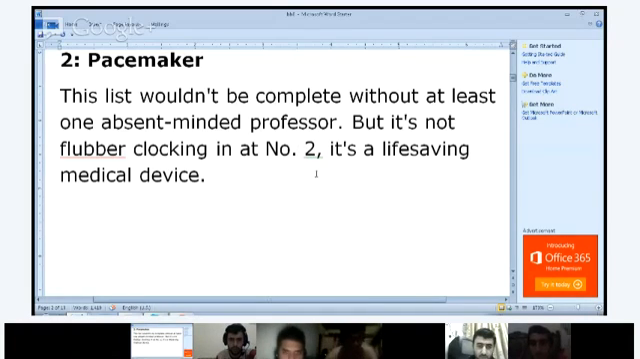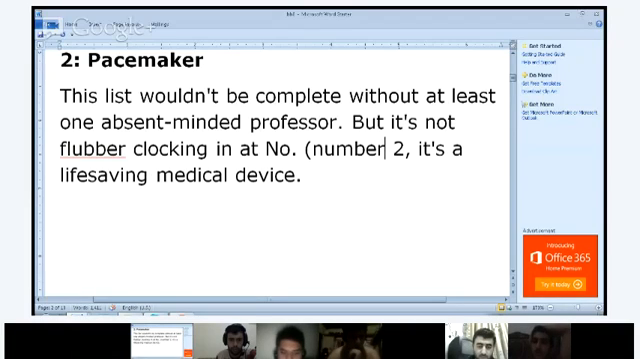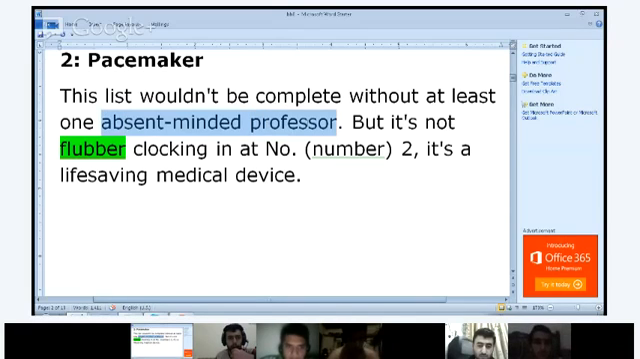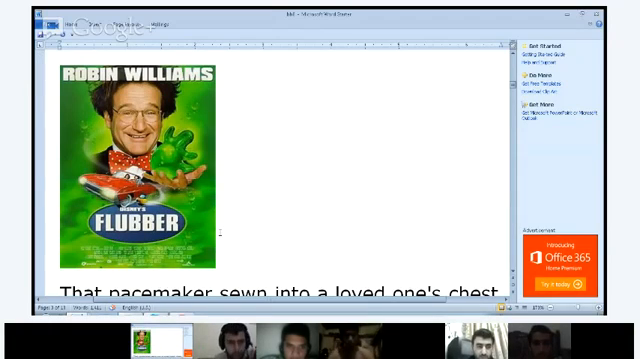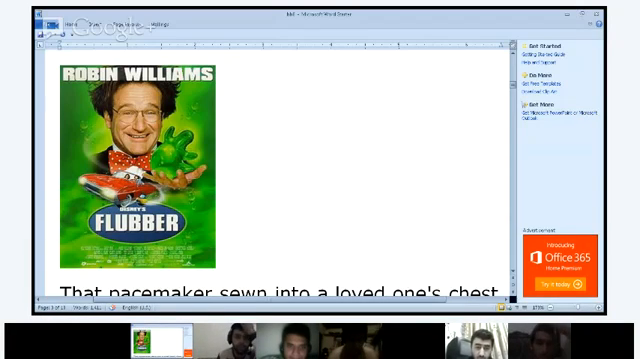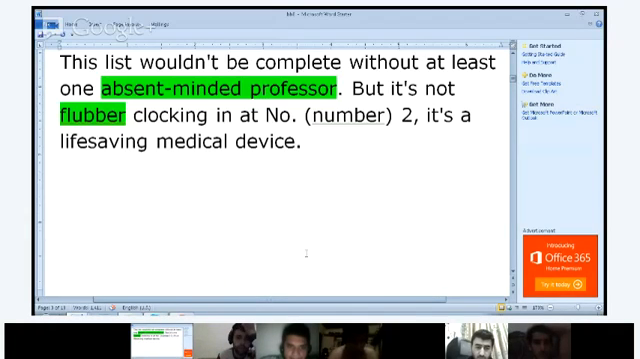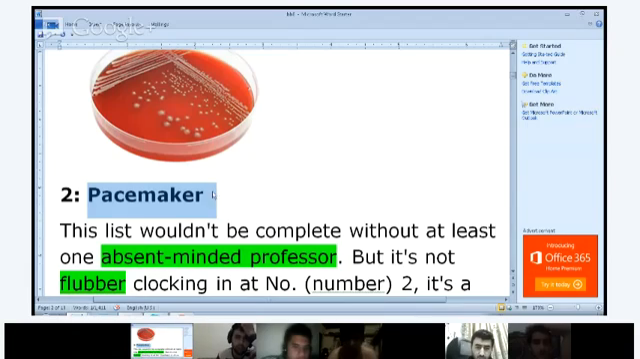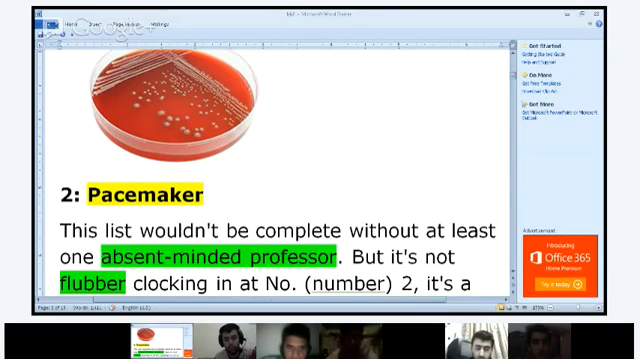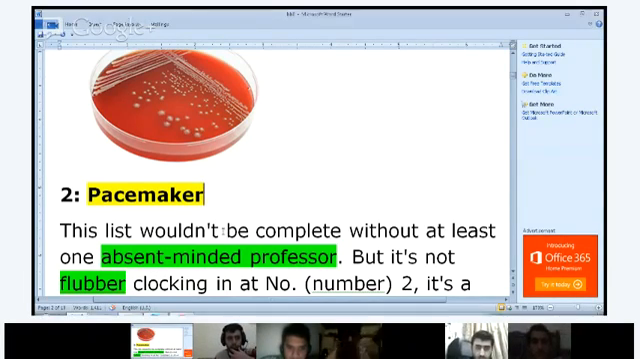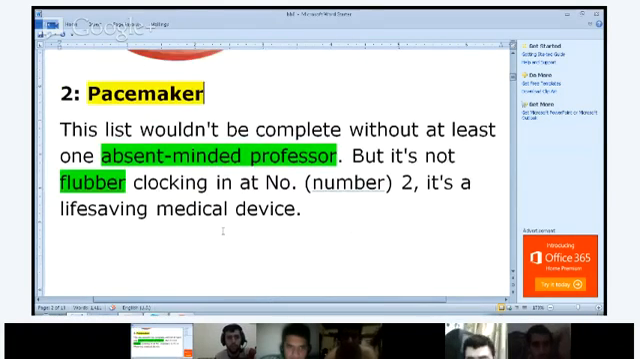Yeah, and again, this is number 2. And now, flubber, this is a joke. In English, we talk a lot about an absent-minded professor, so sort of a crazy scientist. And flubber was this creation from the Walt Disney movie. So they're saying that we're not going to read about flubber, we're going to read about a pacemaker. Do people understand what a pacemaker is? It's a heart device for a damaged heart. Yes, a heart device. Yes, good.